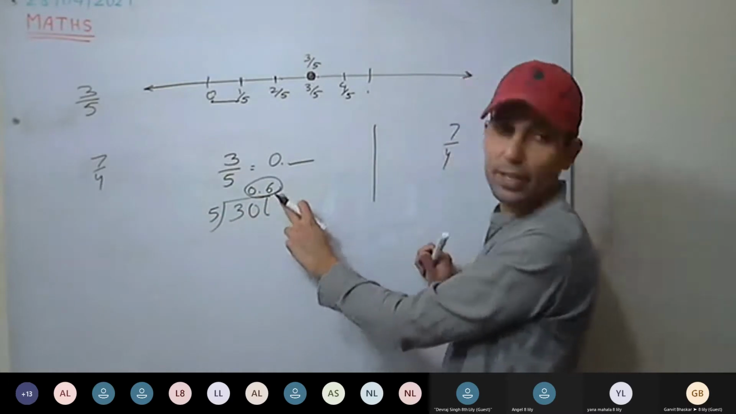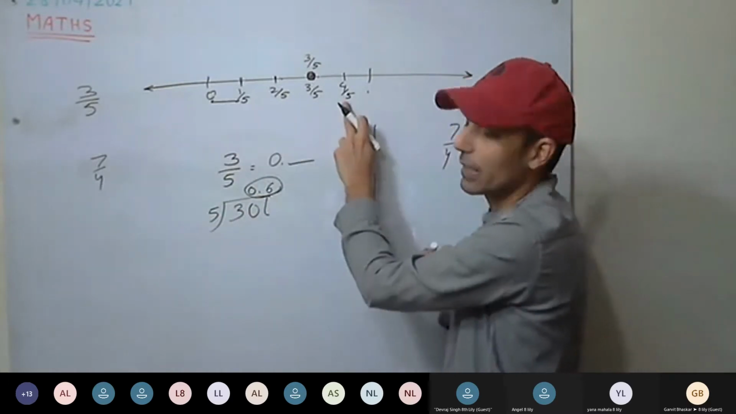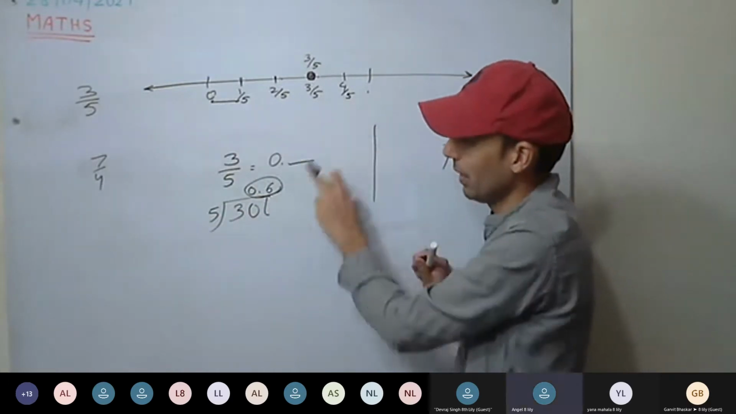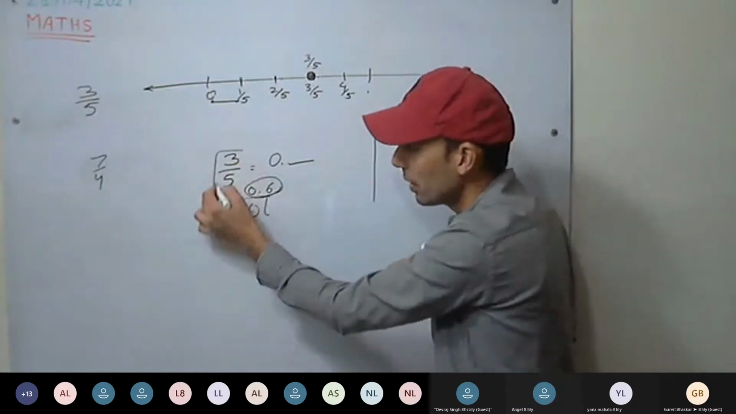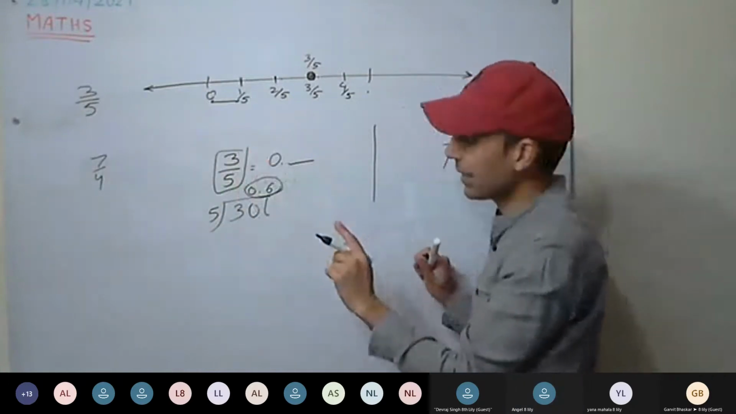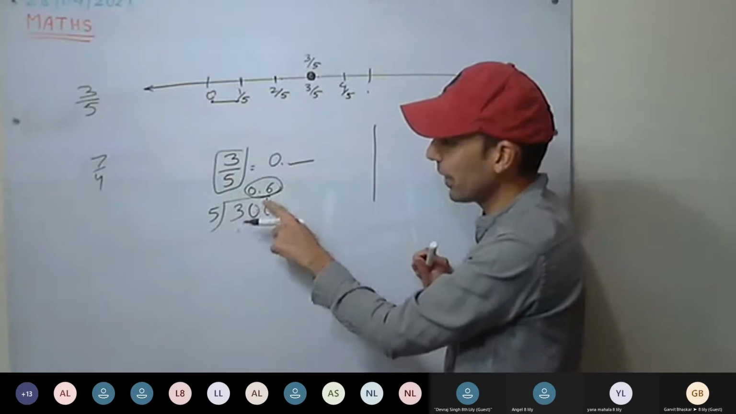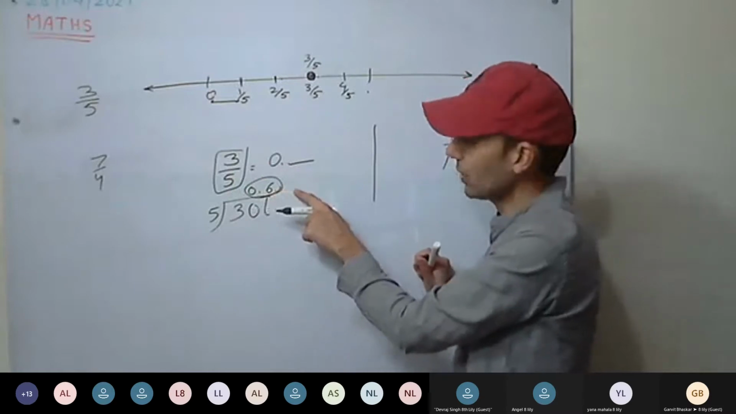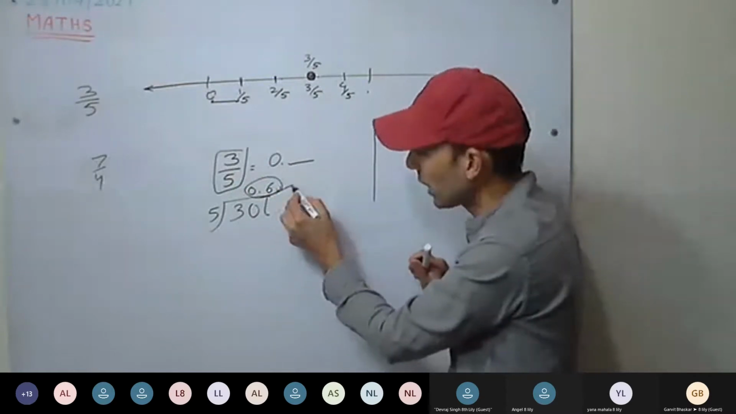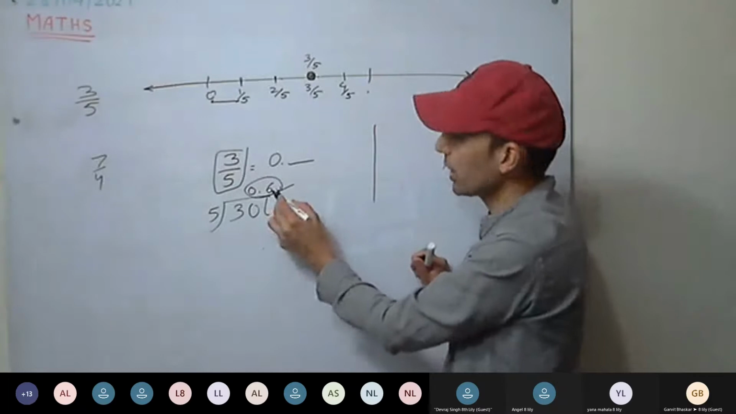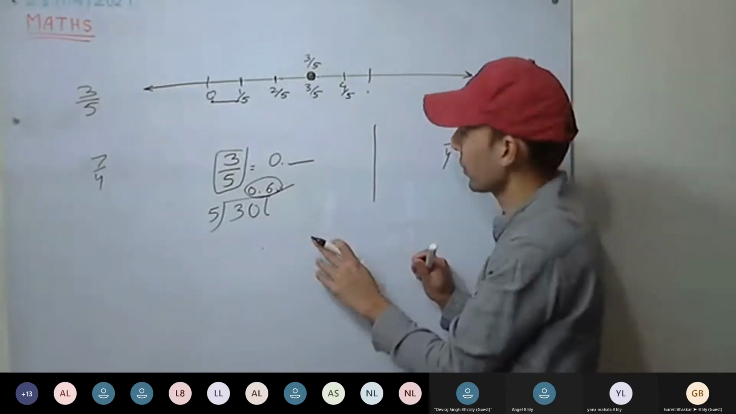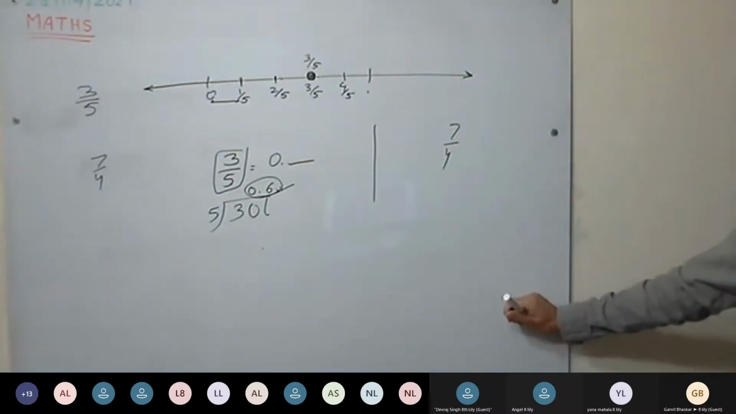0.36.6, you understood where it will lie? Between 0 and 1. Okay. Either by seeing the fraction you may get it, or by converting to decimal by dividing, you will get it. You don't have to get the correct decimal, you can get an approximate value as well. Now 7 by 4, how to figure out?